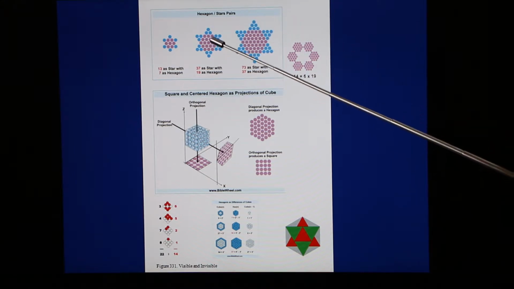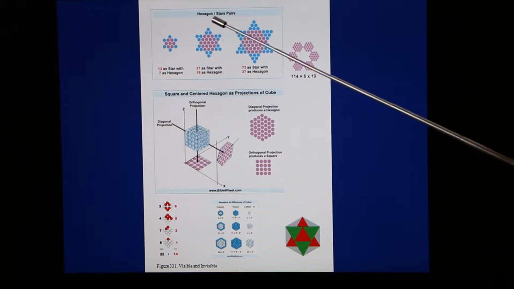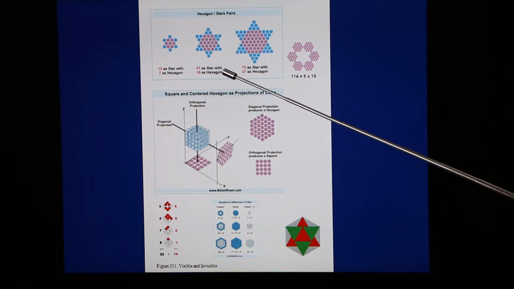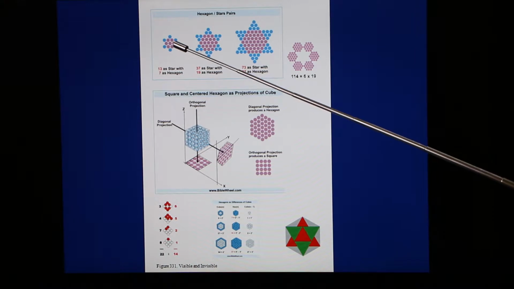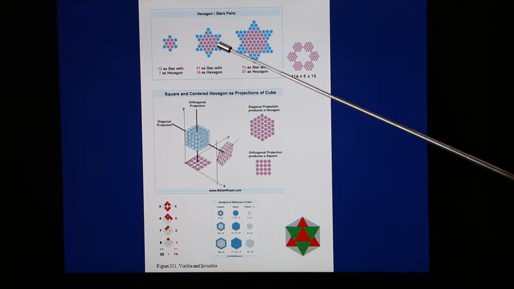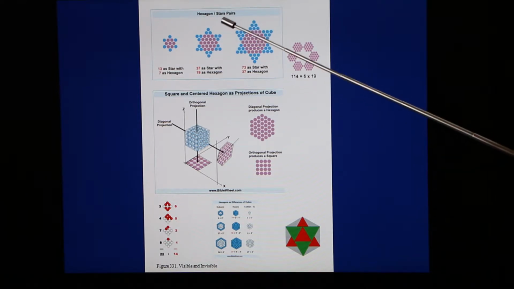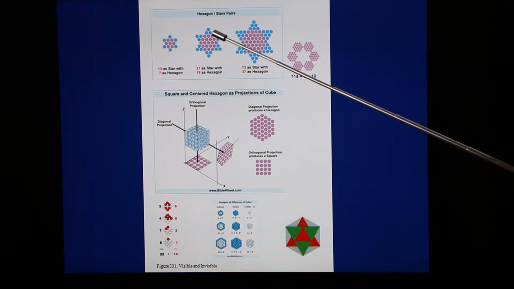Or I can take 19 of these circles and then add some, and then I get 30. So here I get a star of 13 with a hexagon of 7. Here I get a star of 19 and a star of 37 with a hexagon of 19.